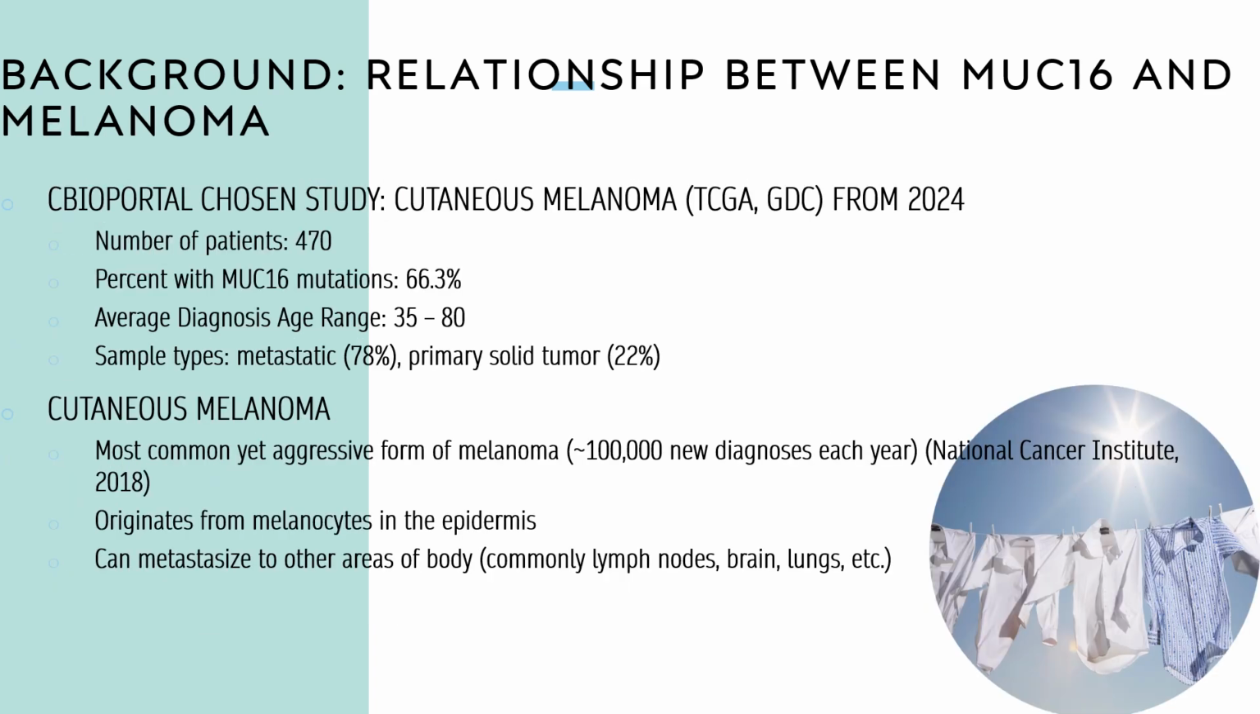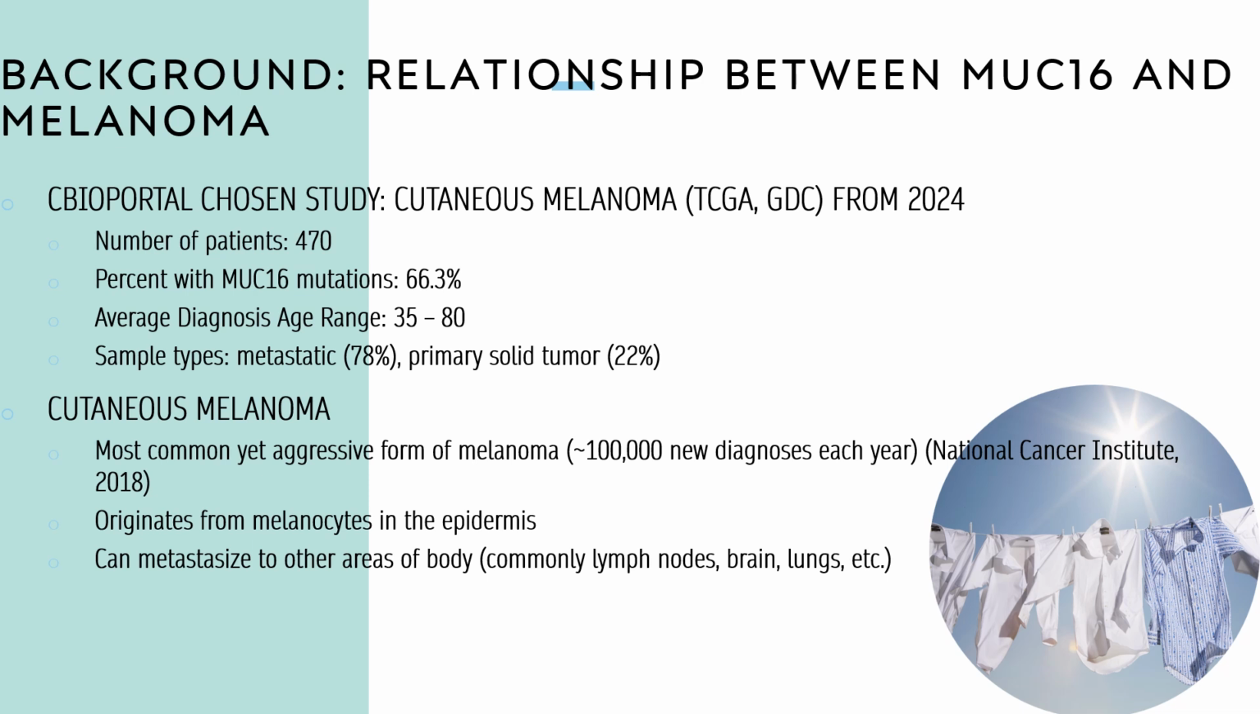So the study that I chose to focus on from the cBioPortal is a cutaneous melanoma study from 2024. This study has about 470 patients, and the MUC16 count is about 66.3%, so just under 2/3 of all patients. The average diagnosis range, as you can see, is around 35 to 80. And interestingly, this is a very important piece of information, the sample types are 78% from metastatic samples, and then 22% from the primary solid tumors.